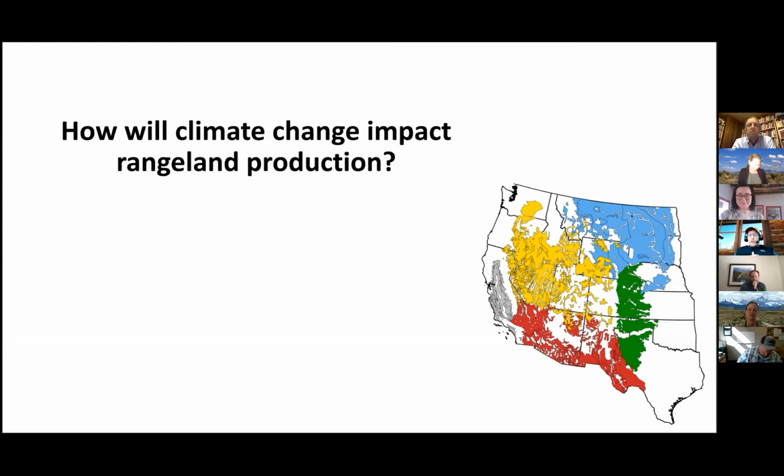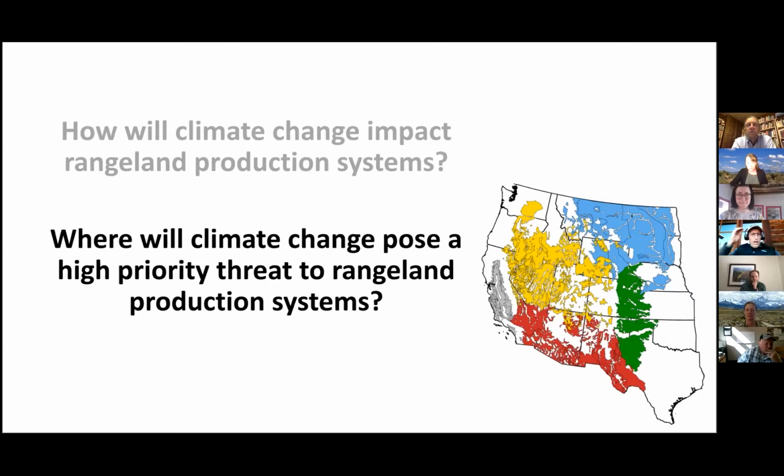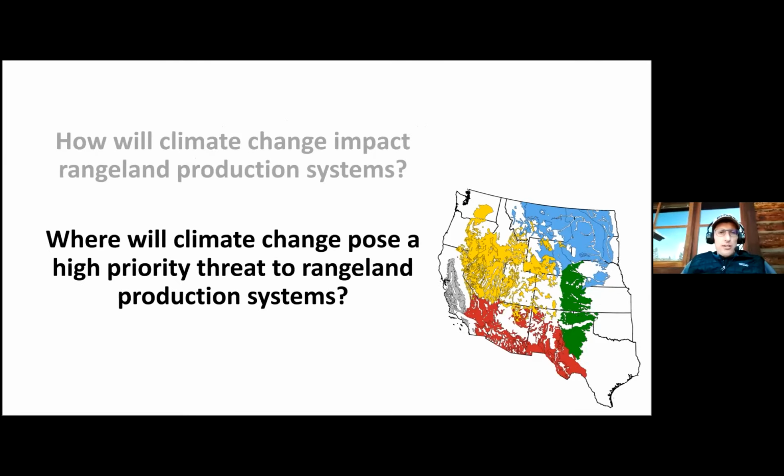So the big question that motivated our project is simply this: how will climate change impact rangeland production? But this question is really too vague. What exactly does how mean? And what exactly do we mean by rangeland production? So here's a slightly more refined version of the same question. Where will climate change pose a high priority threat to rangeland production systems?